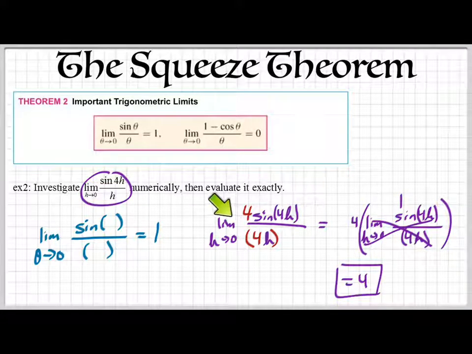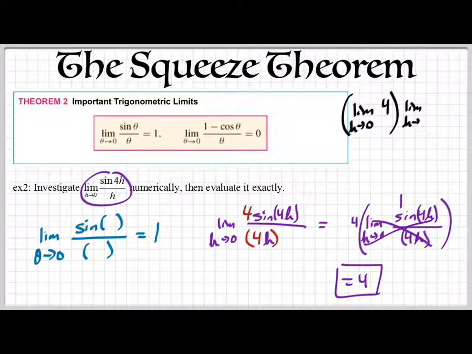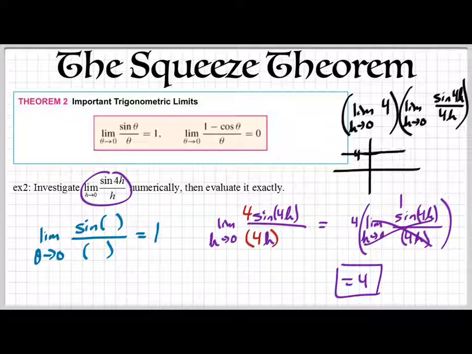That's a good question. To answer your question, what if we treated 4 like it's a function? Then you would write it like this. You would say the limit as h approaches 0 of 4, multiplied times the limit as h approaches 0 of sine 4h over 4h. So what is the limit as h approaches 0 of 4? Now 4 is a constant function. You guys know what constant functions look like? At 4, we have a straight line.